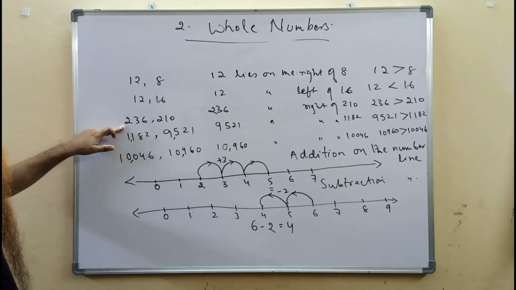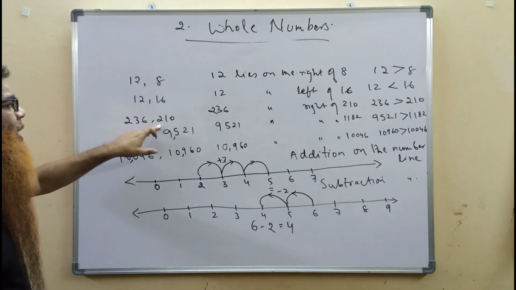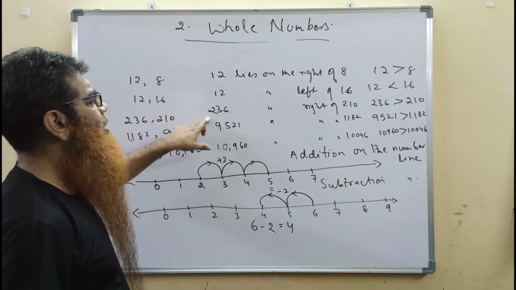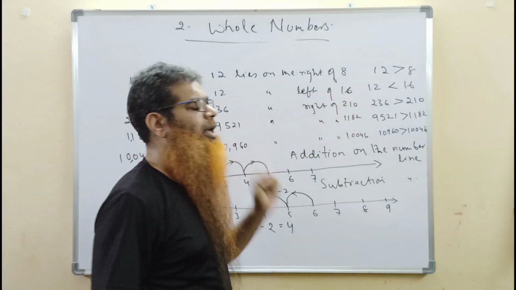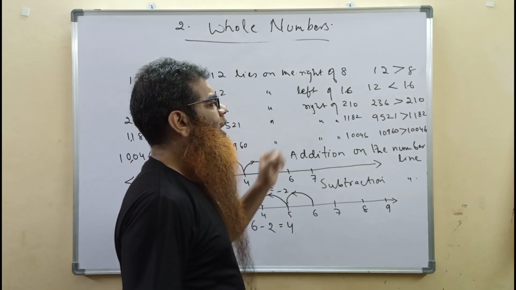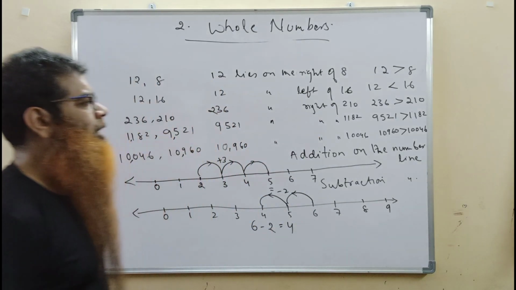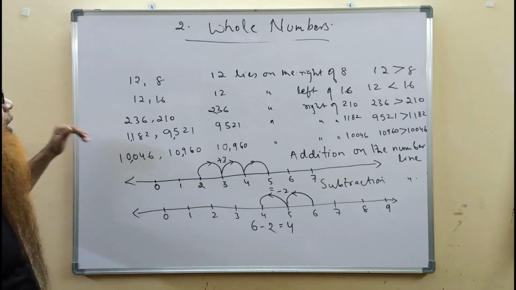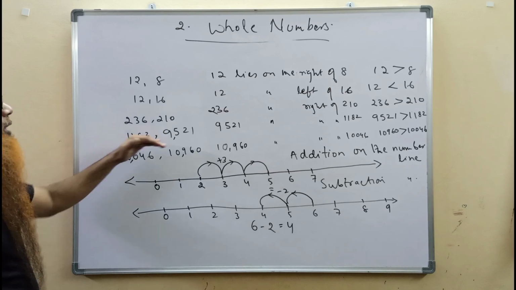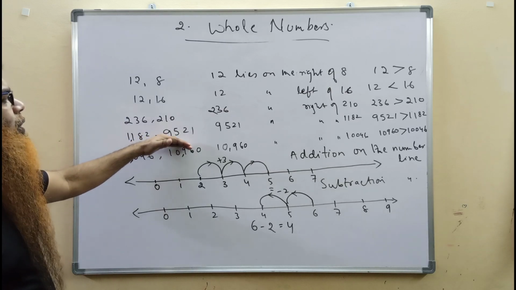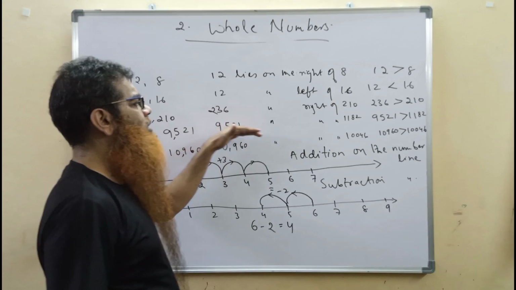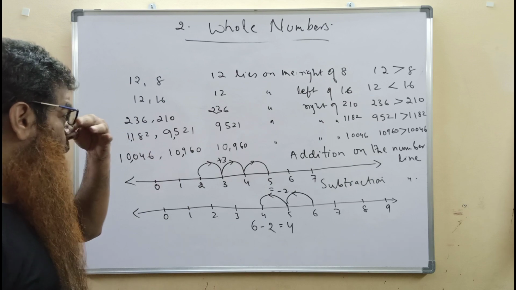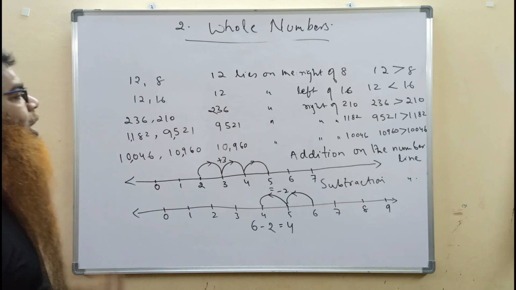We have three-digit numbers here, 236 and 210. We know 36 is greater than 10. So 236 lies on the right of 210 on the number line, and 236 is greater than 210. Now we have four-digit numbers here, 1182 and 9521. So 9521 is greater than 1182 and 9521 lies on the right of 1182.